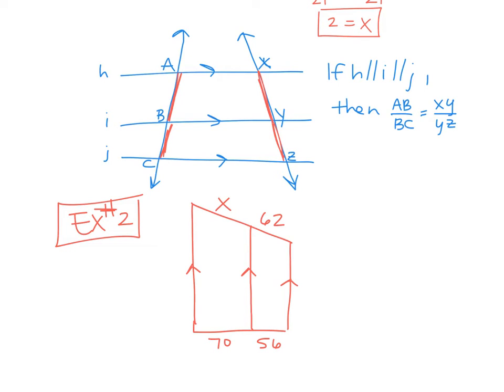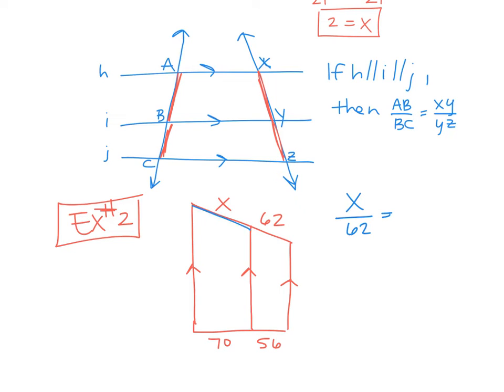Okay, so no triangles here, but we have the parallel lines. What parts get put over top of each other? If I started at x over what? 62. So I turned it, right? All I did was rotate the parallel lines. So it's the two that are on the same line that you put over top of each other. So x over 62 should equal what over what?